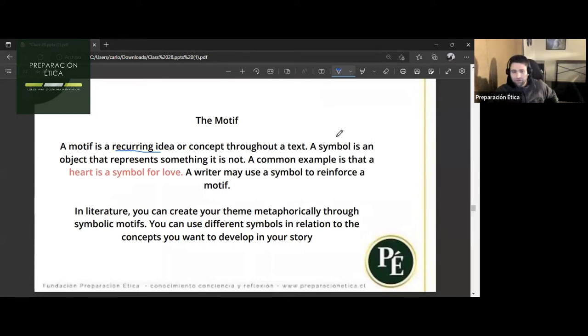A symbol is an object that represents something it is not. A common example is that a heart is a symbol for love. We all know that a heart is a symbol for love. A writer may use a symbol to reinforce the motif. So the motif is like the general idea, in this case the general atmosphere of a literary work.